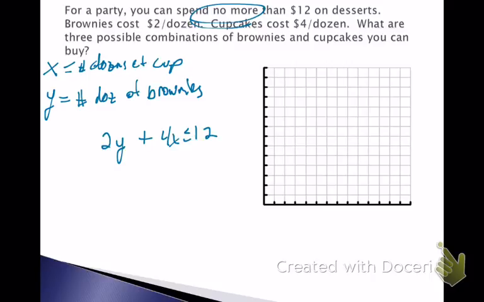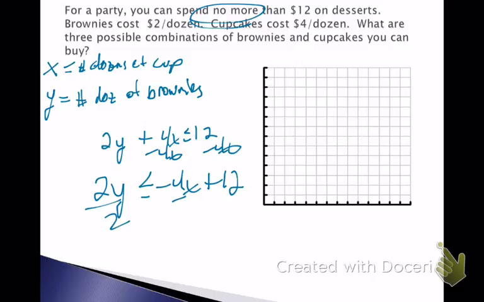We need to go graph this guy. Subtract 4x. We get negative 4x plus 12. Divide through by 2. Y is less than or equal to negative 2x plus 6. Okay, now, we go graph. 6 on the y-axis. 1, 2, 3, 4, 5, 6. Then we go down 2, right 1, down 2, right 1, down 2, right 1.